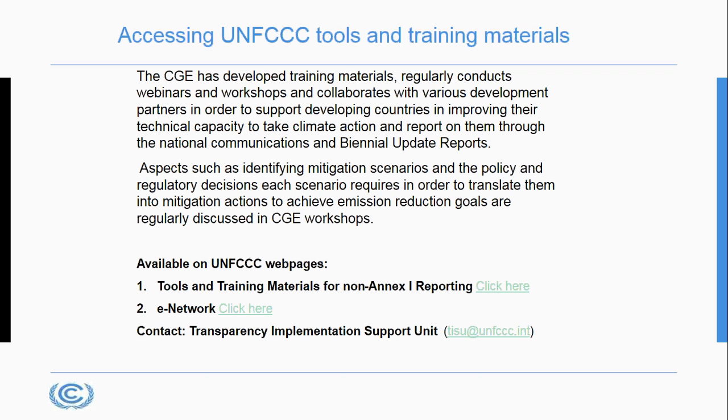So, for example, you can get access to expert databases where you can liaise with different experts from different countries on particular areas of interest. There's the library, which contains information on training materials by the CGE, the latest news, the calendar on the upcoming events, as well as how one can participate in the forum.